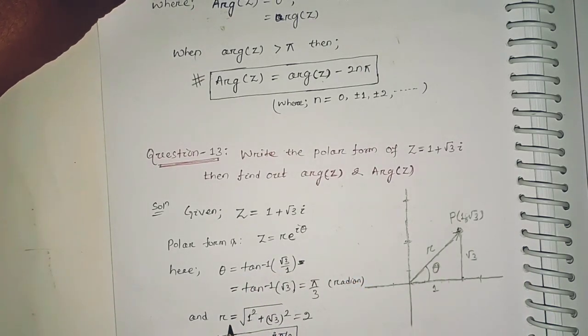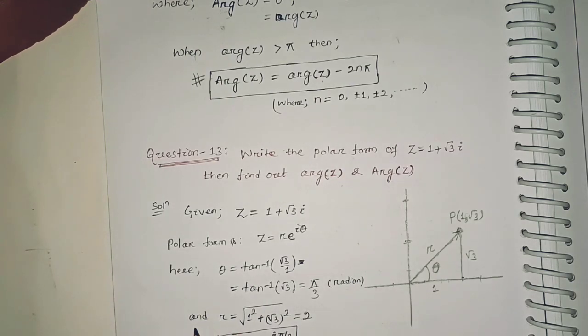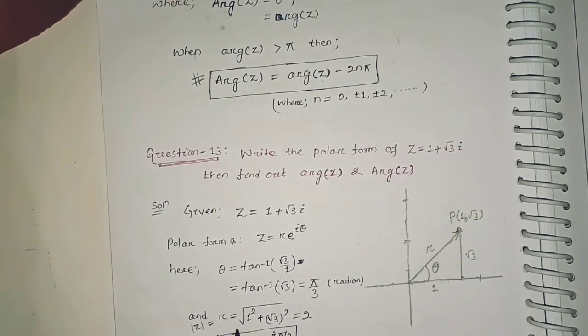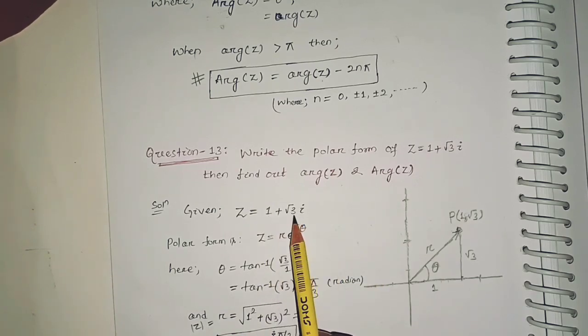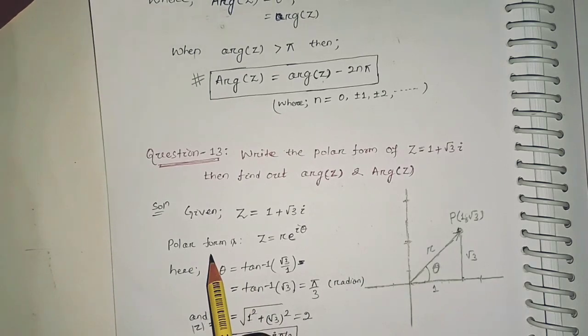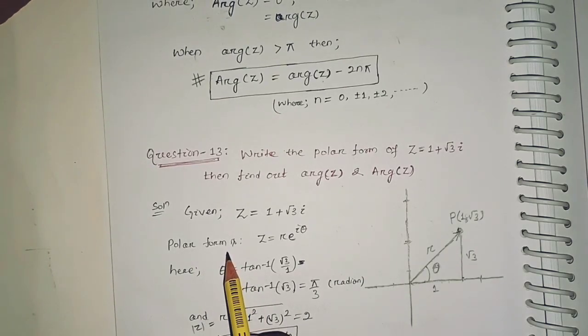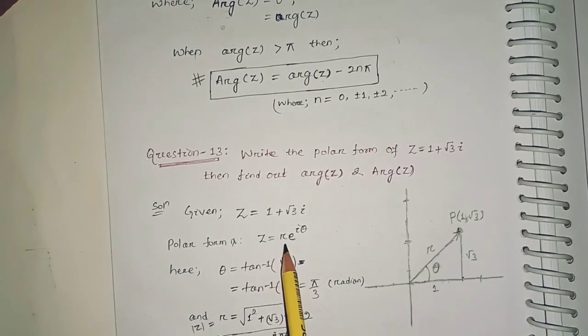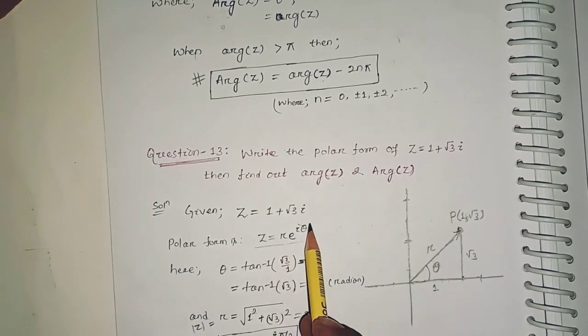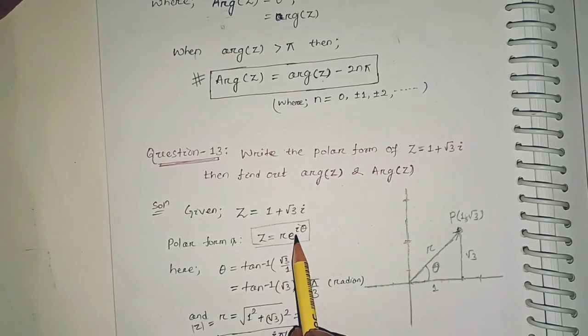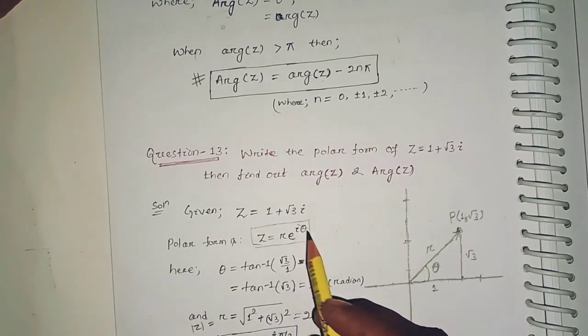Modulus of a complex number, or r, is nothing but the square root of the square of the real part plus the square of the imaginary part. Here the real part is 1, the imaginary part is root 3, so the square root of 1 squared plus root 3 squared will be 2. In the polar form, in general, Z equals r into e to the i theta. So here we found r equal to 2, but how are we going to find theta?